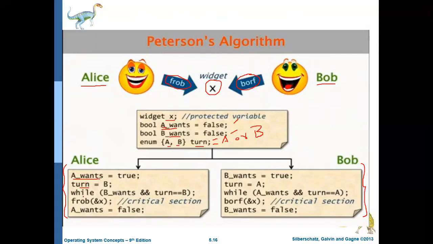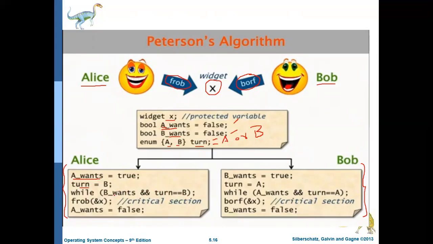Then Alice is checking this while loop, which ends with a semicolon, which means there is no other statement inside the while loop. As long as this condition is true, it will keep looping around. It is a spin loop. So it checks while B wants and turn equal to B.